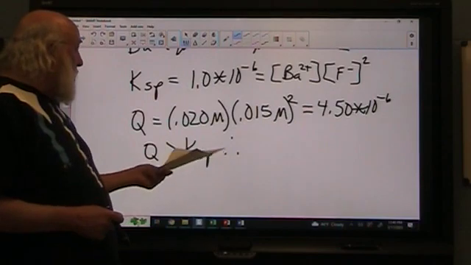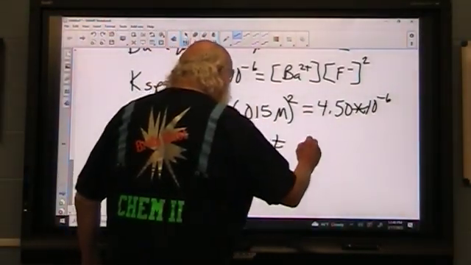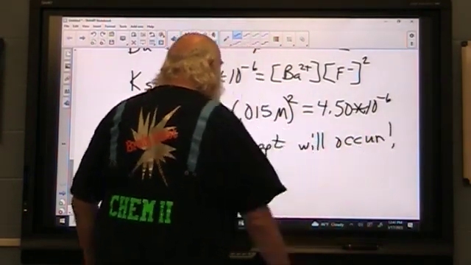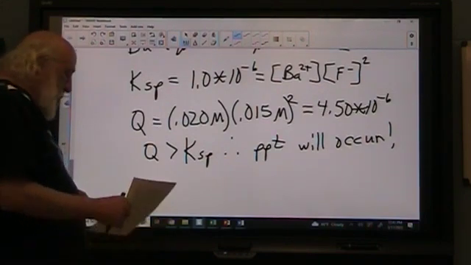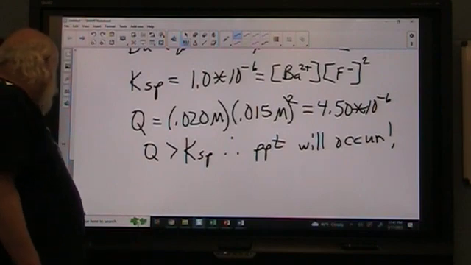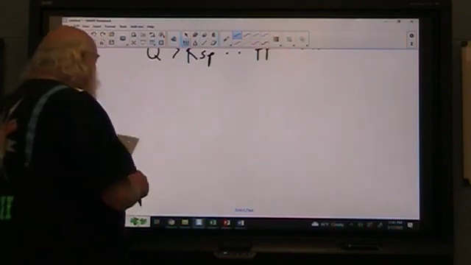Because of that, though, that Q is greater than Ksp, a precipitate will occur. So we know precipitate does indeed happen. Okay? All right, let's take a look at another problem, problem number 43 in your textbook, page 796.